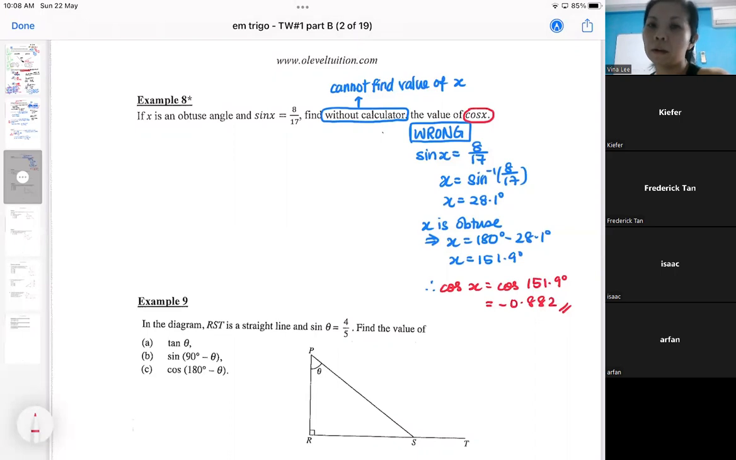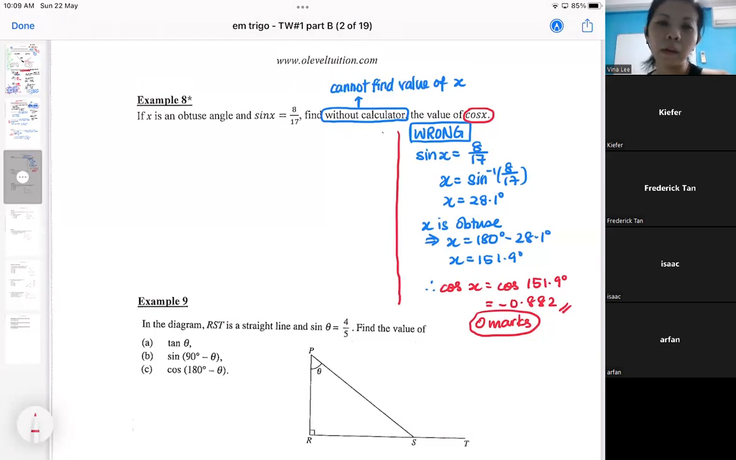So they wanted the value of the whole cosine x. So put it simply, if you go and find your x, then you go and punch your cosine x. So you might feel that everything is correct, but this one will earn you no marks. So this is the one that gave you 0 marks. There is no method marks because you do not understand the idea. So I'm showing you what is wrong first.